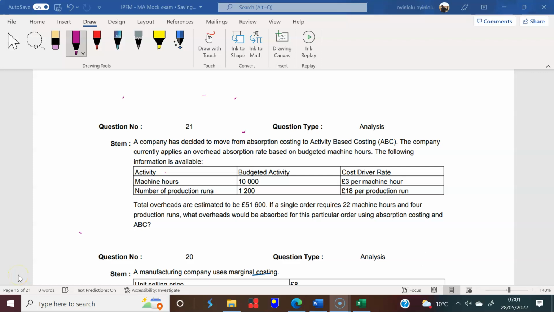Right, let's begin the series of questions 21 to 25. So what we have here is they're asking us to use both methods, the absorption costing and activity-based costing, and they've given us a total overhead so we can find absorption costing.